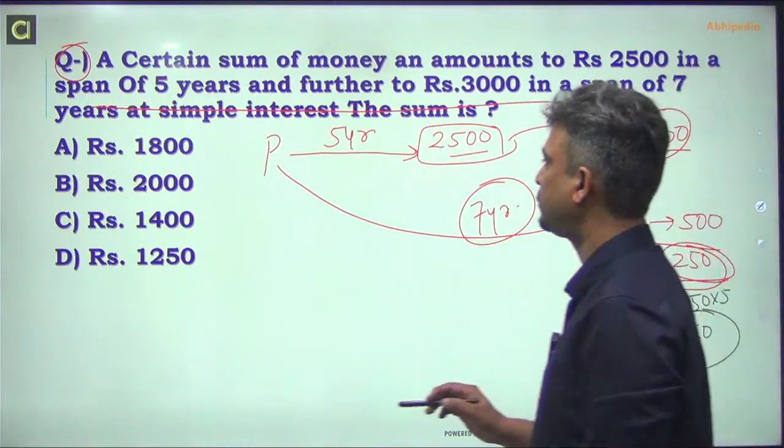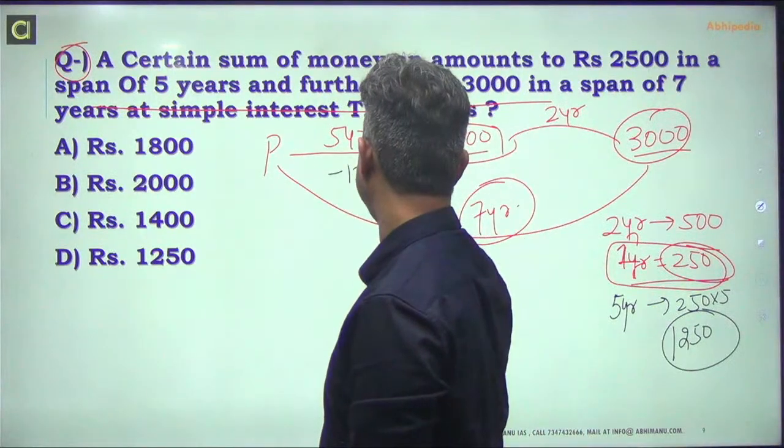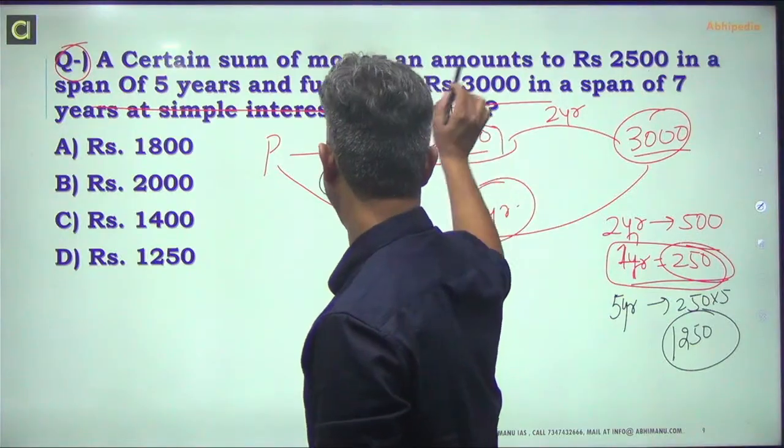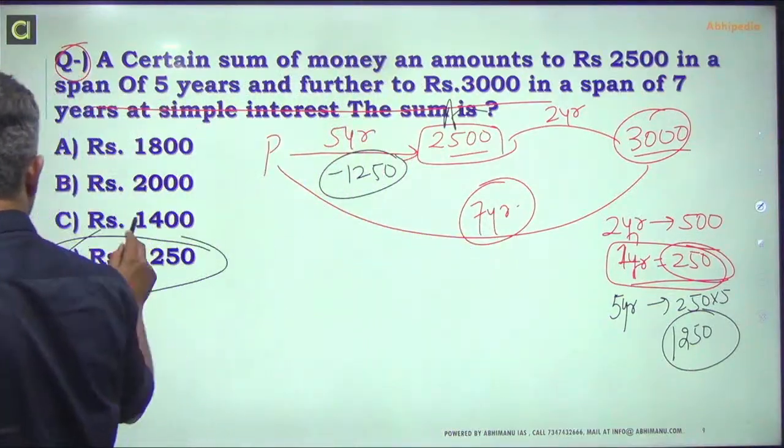1250. Just subtract 1250 from the principal amount after 5 years. We are getting the answer of option number D, that is 1250.